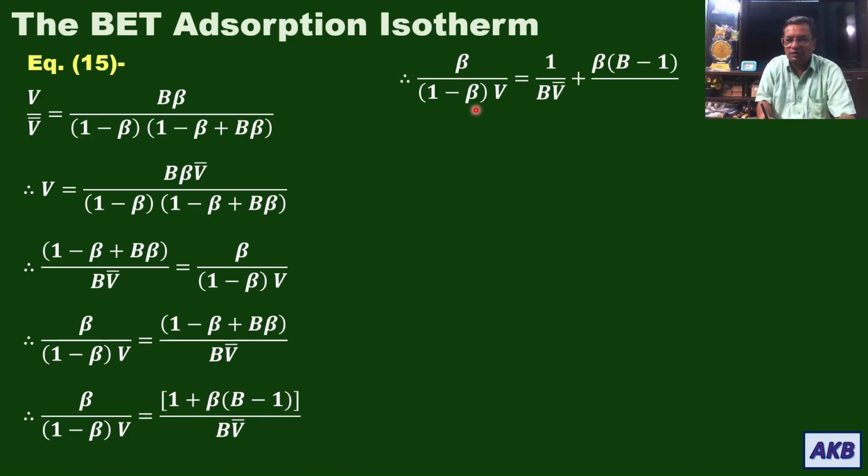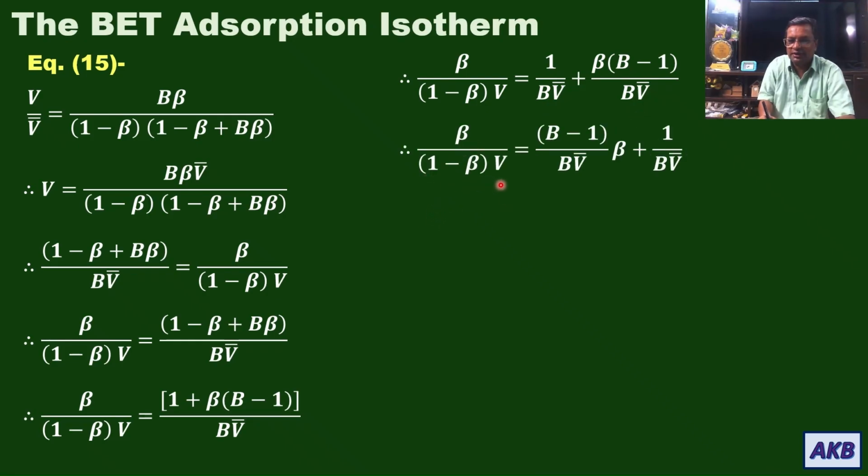That is beta upon 1 minus beta into V. Now I am separating the denominator, so it is 1 upon B into V bar plus beta into B minus 1 divided by B into V bar. That is, beta upon 1 minus beta into V is equal to B minus 1 upon B into V bar into beta plus 1 upon B into V bar. I have rewritten the equation.